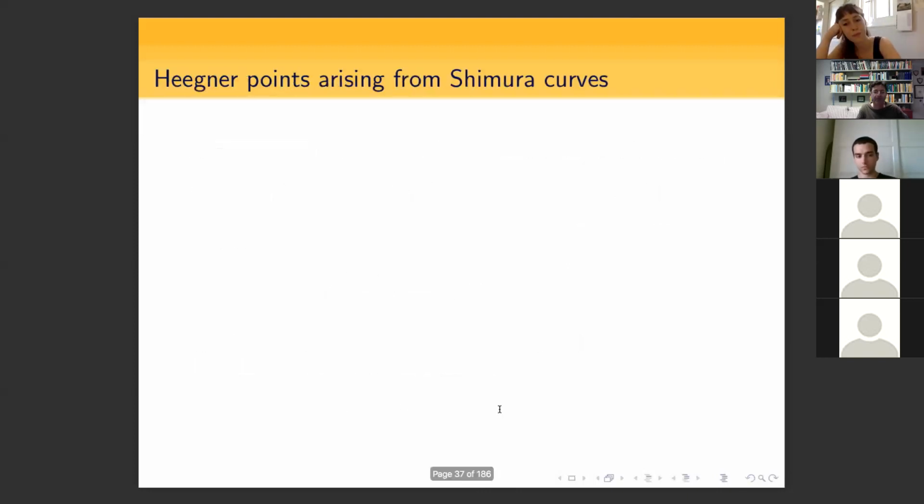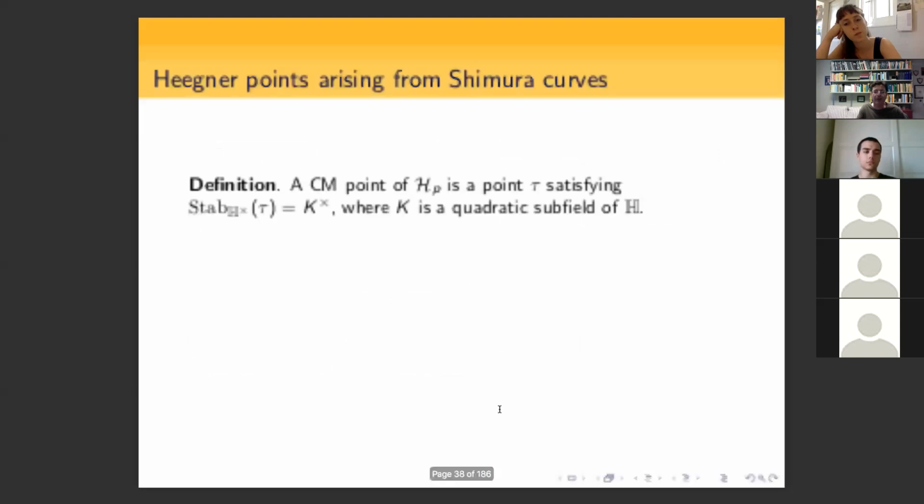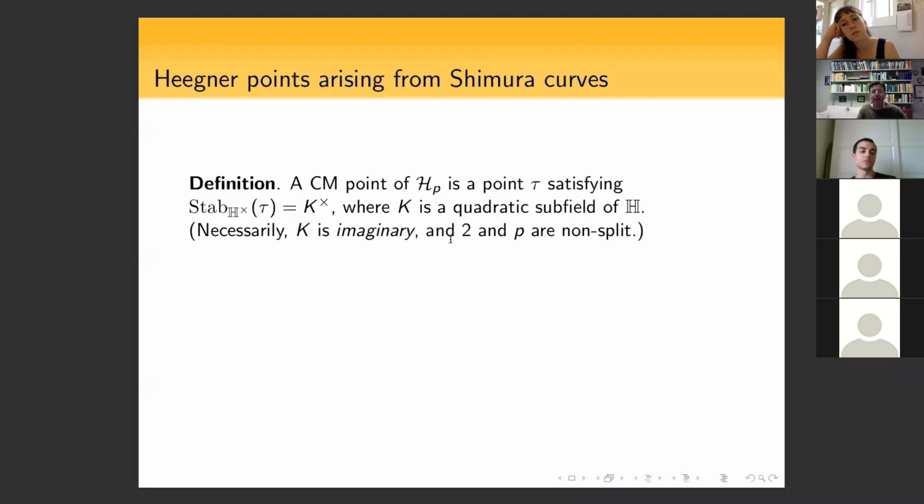And one interesting application of this modular parameterization is that it allows us to generate interesting points on the elliptic curve, the so-called Heegner points. So we have a notion of a CM point on the p-adic upper half plane as being any point tau whose stabilizer in H star is the multiplicative group of a quadratic subfield of H. Because H is a definite quaternion algebra, such a quadratic subfield is automatically an imaginary quadratic field. And moreover, the primes 2 and p are non-split in this quadratic imaginary field.